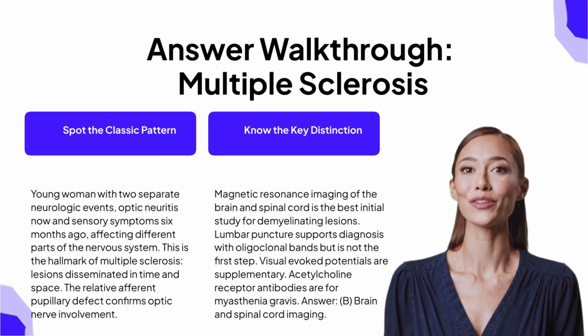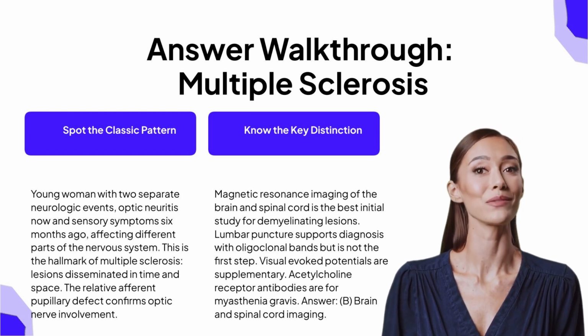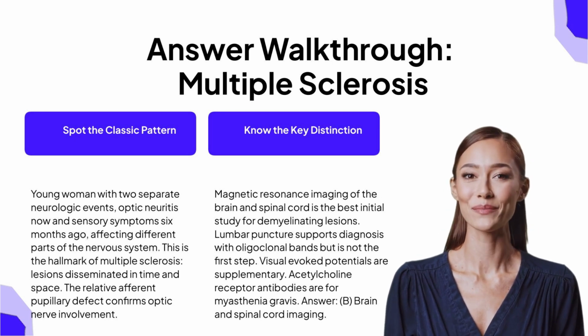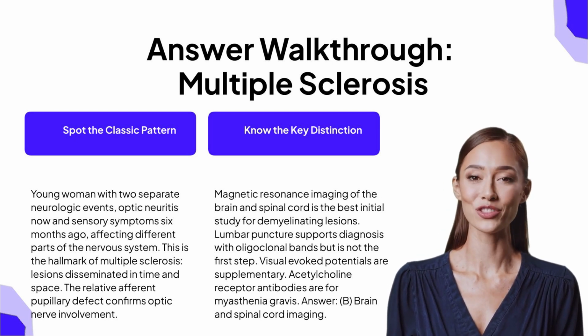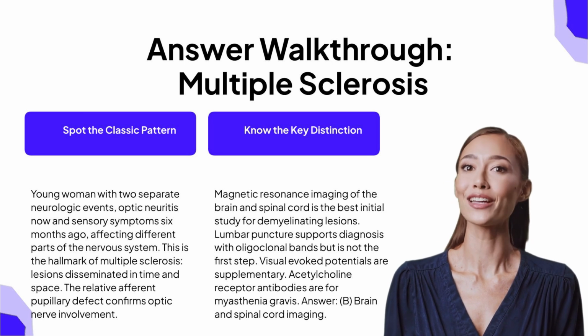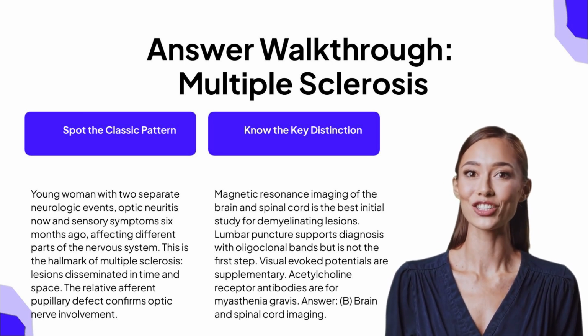We have a young woman with 2 separate neurologic events affecting different parts of the nervous system, optic neuritis now, and sensory symptoms 6 months ago. This is the hallmark of multiple sclerosis, lesions disseminated in time and space. The relative afferent pupillary defect confirms optic nerve involvement. Now know the key distinction.